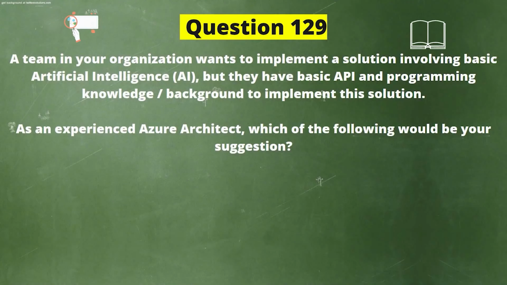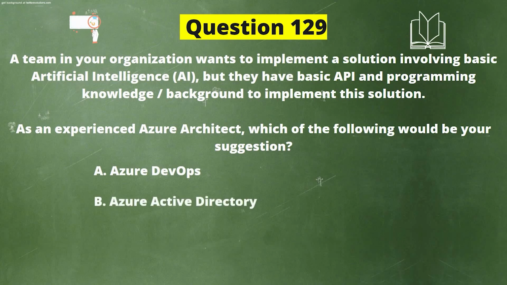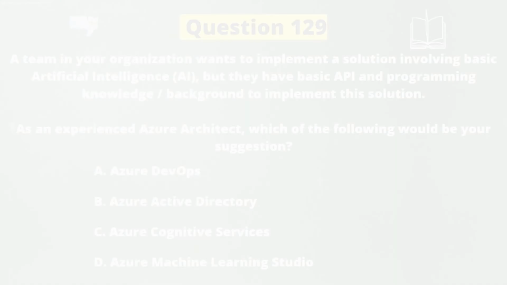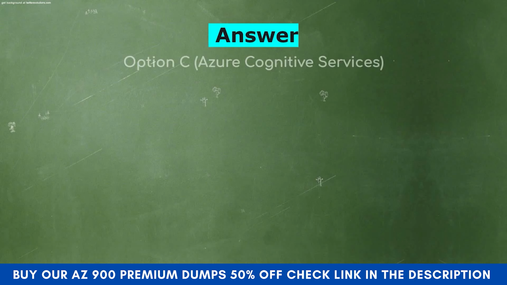Next question. A team in your organization wants to implement a solution involving basic artificial intelligence, but they have basic API and programming knowledge or background to implement this solution. As an experienced Azure architect, which of the following would be your suggestion? Option A, Azure DevOps. Option B, Azure Active Directory. Option C, Azure Cognitive Services. Option D, Azure Machine Learning Studio. And the correct answer is option C, Azure Cognitive Services.